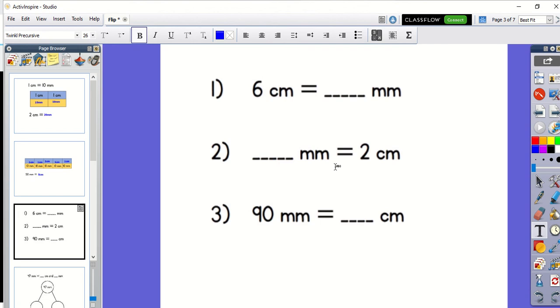And welcome back if you paused. So, 6 centimetres. For that one, you should have ended up with the answer 60 millimetres. For 2 centimetres, well, we did that one before, it's 20 millimetres. And then for 90 millimetres, why, that must be 9 centimetres. As you can see, going from centimetres to millimetres, we times it by 10. Or going from millimetres to centimetres, we divide it by 10.